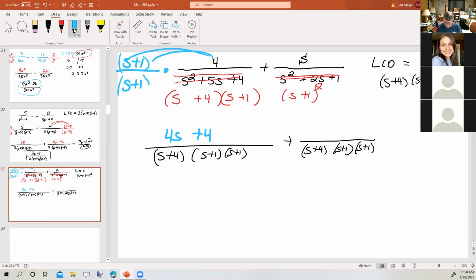Everybody see that? You're looking here and going, I've got that, I've got that, I've got that. Oh, this is the one right here I'm missing. I need one of those. How about over here? What am I missing there? S plus 4. So in the numerator, I need an s plus 4. So distributing, I get s squared plus 4s.